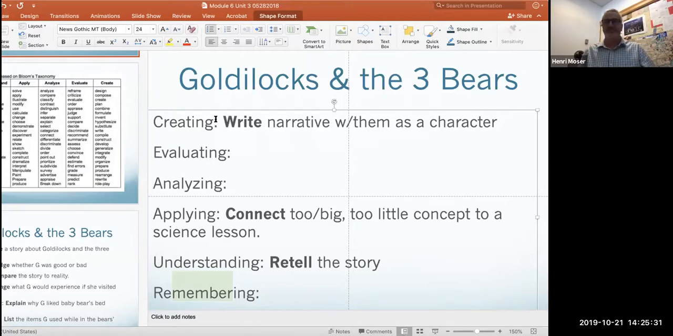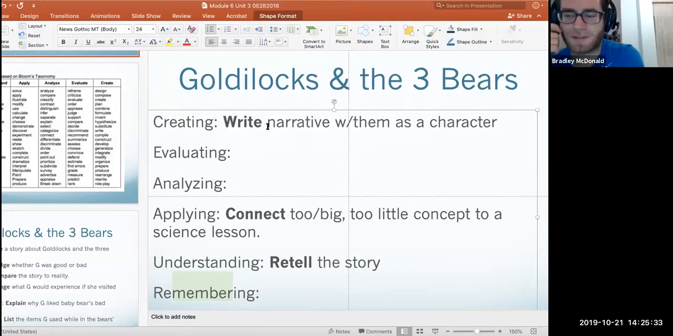What did you get? Should I speak since I took the notes? Yeah. Thanks, Brad. To tie the top three in, we had create your own fairy tale with a moral. And then for evaluation, you had to defend why your story is similar, or why it is a fairy tale, and critique a peer.